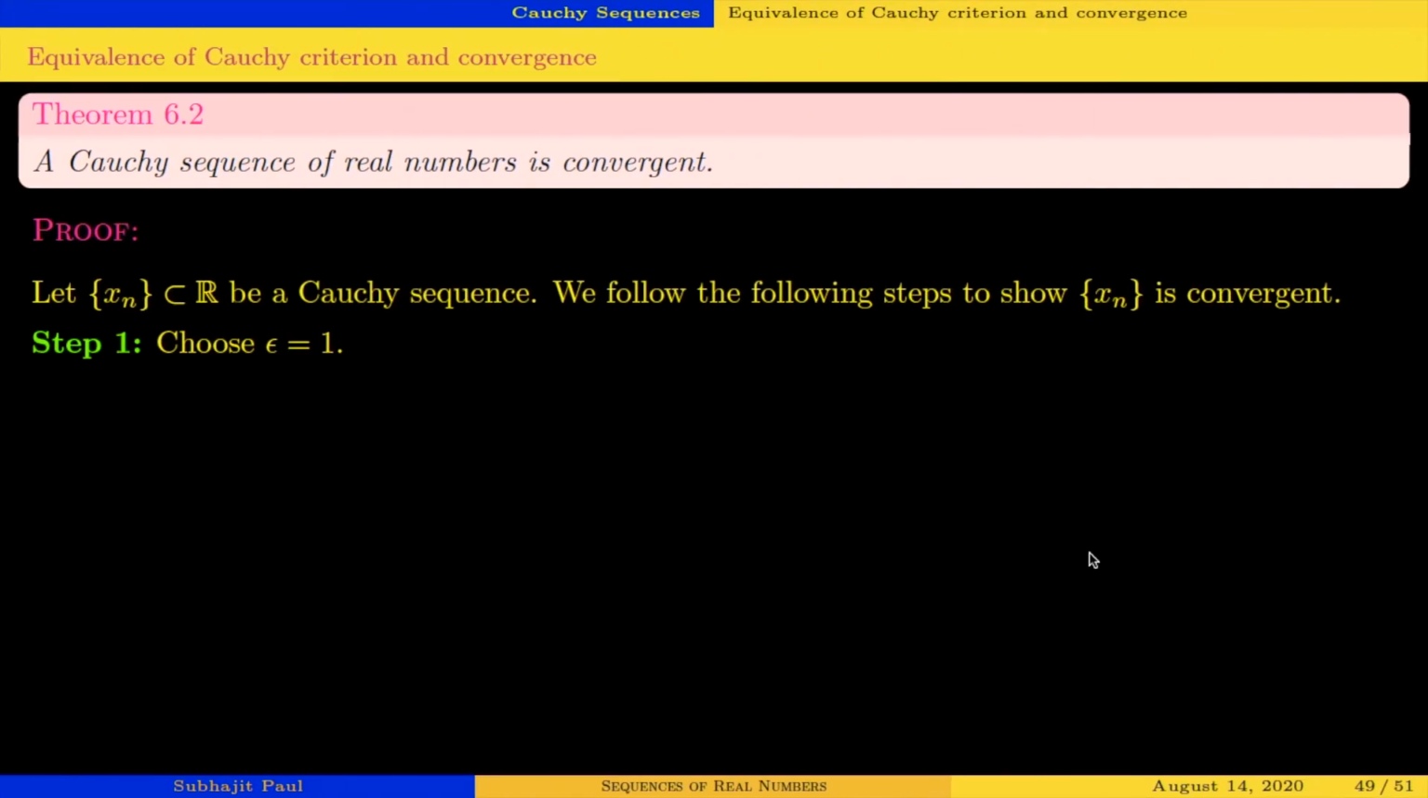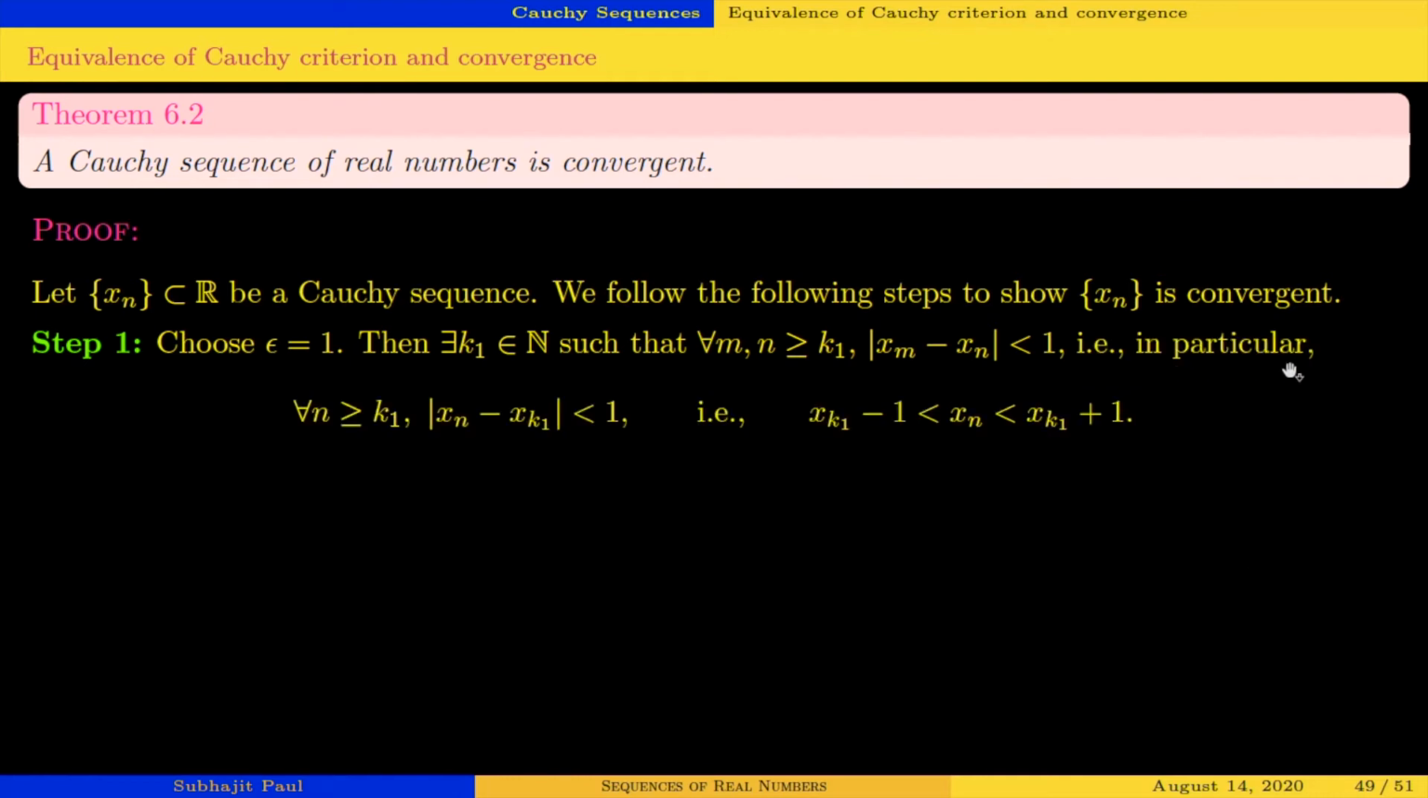Now here choose epsilon equal to 1. Then for that choice of epsilon, you will get a threshold integer k1 such that for all m, n greater than or equal to k1, the distance between xm and xn is less than 1. That is, in particular, choose m to be k1. So we need both m and n to be anything greater than or equal to k1. So there you choose m to be equal to k1.